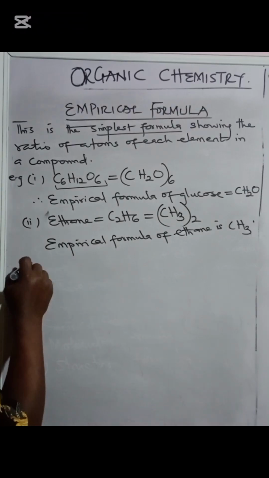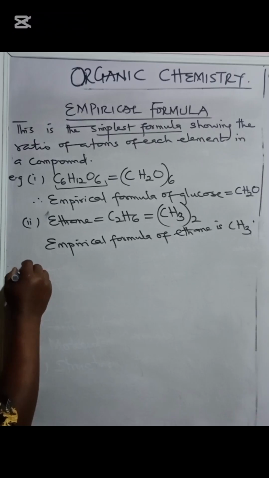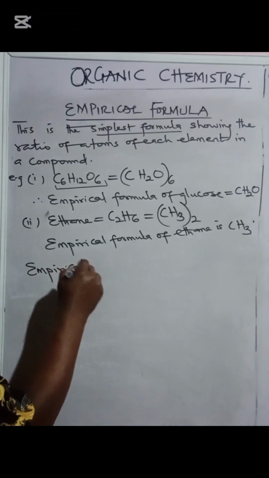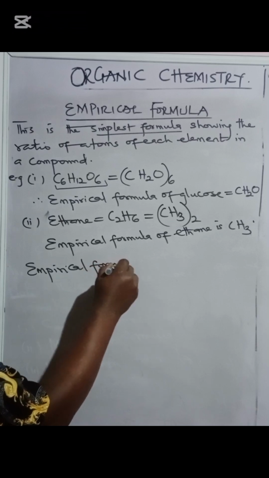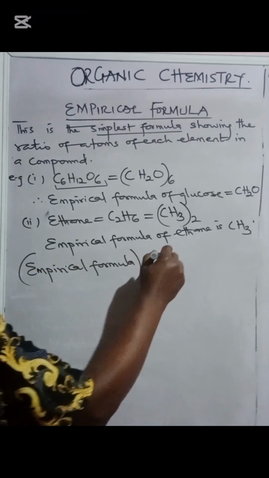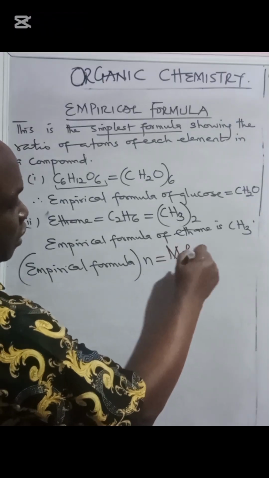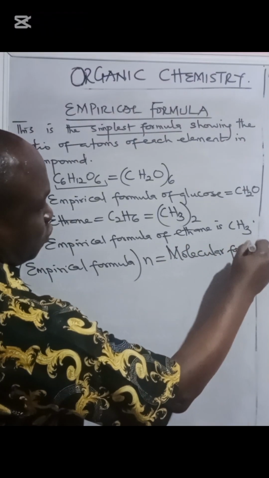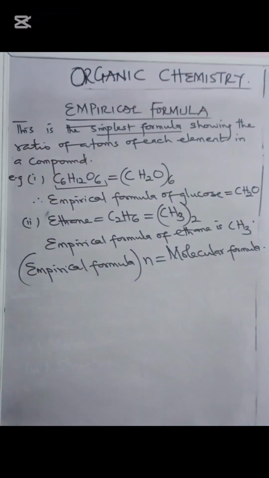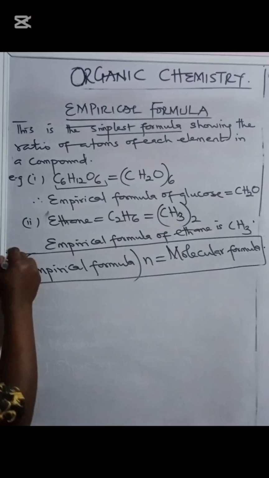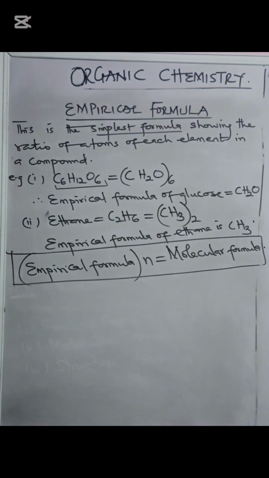So that's why we generalize it by saying empirical formula multiplied by n is equal to molecular formula. We give you the molecular formula, we are coming to that. That is the relation between empirical and molecular formula. So you have to factorize to get the empirical formula.